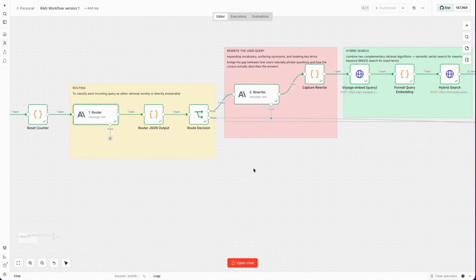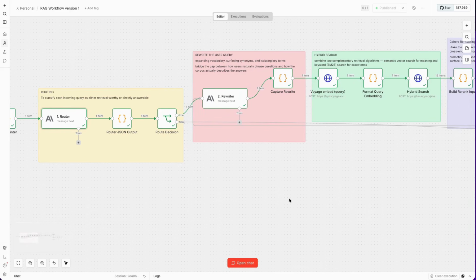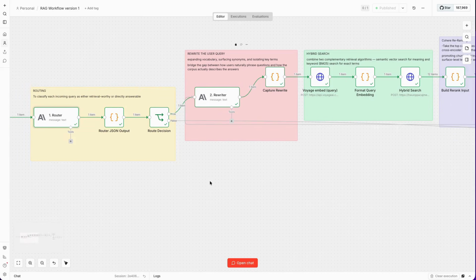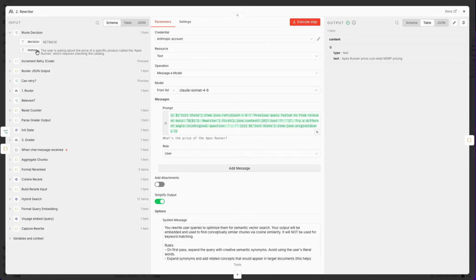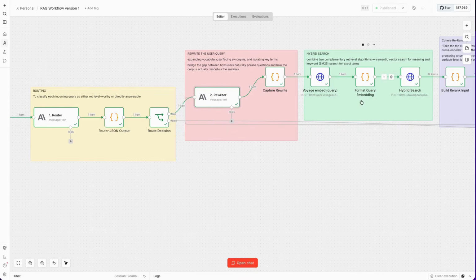Once that is done, we move to rewriting the user query. And rewriting is a very important part of the RAG process. It essentially helps bridge the gap between how users naturally phrase questions and how the document actually describes the answers. So here the rewriter took this original query and changed it into these words that could become searchable units in our chunks. So that's the whole job of the rewriter.